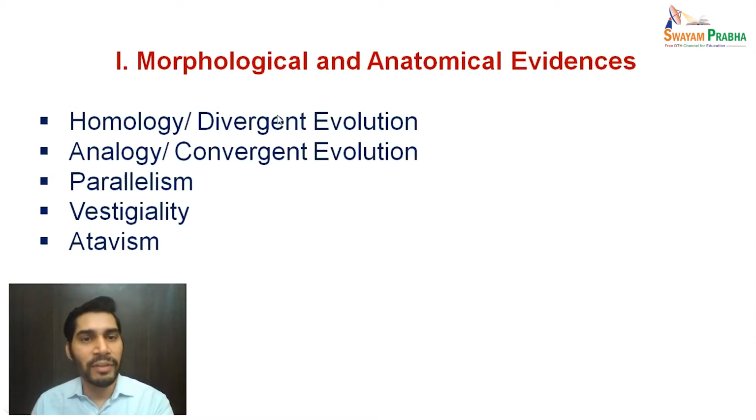Under this, we will discuss the homology of structures or the homologous structures, which represent divergent evolution. We will proceed to analogous structures, which represent convergent evolution, and then we will go to parallel structure, which represent the phenomena of parallelism. Then the vestigial organs or vestigiality, followed by atavism. Now all these, how they represent evolution, how they prove the theory of evolution, we will discuss side by side.